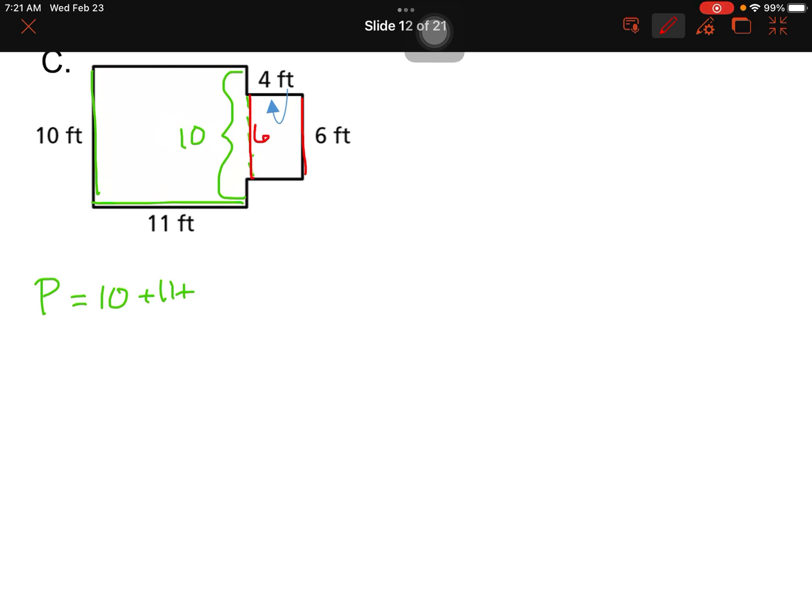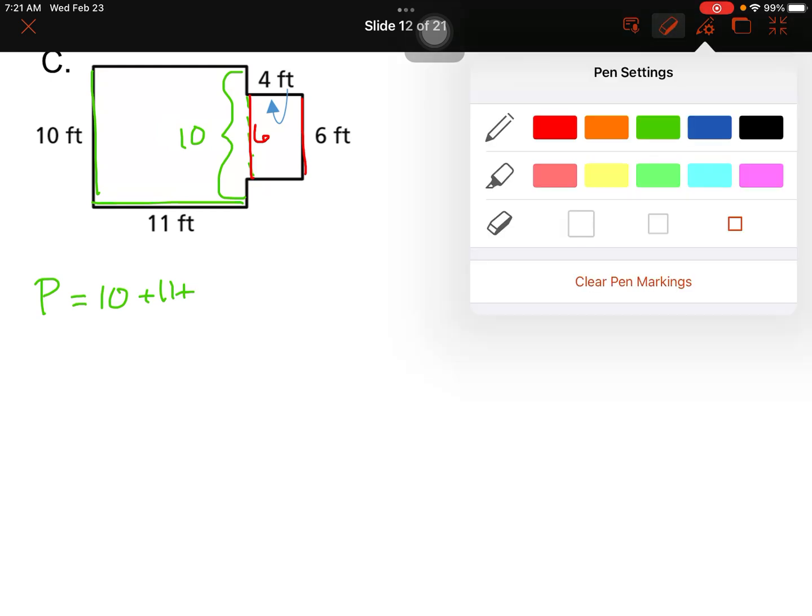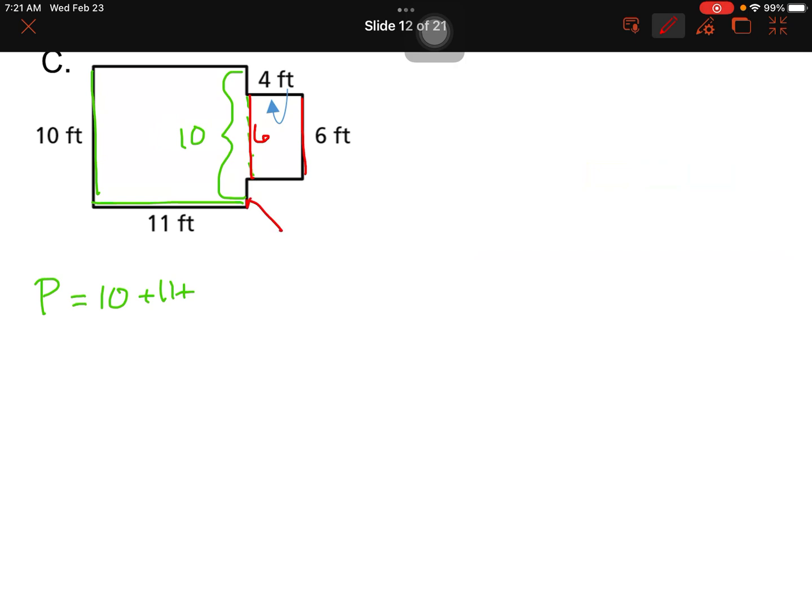Well, if that whole distance is 10, now, technically you can't assume, but what we do know is those two parts together have to equal 4. And so we can assume that it looks like it's split in half. It really doesn't matter. It just needs to add up to 4. So that's 2, and that will be 2. So I'm going to add 2.